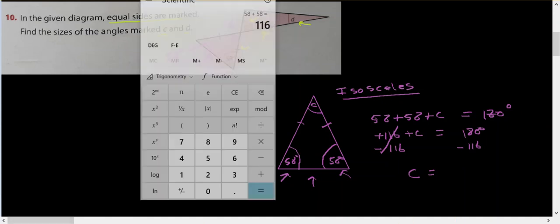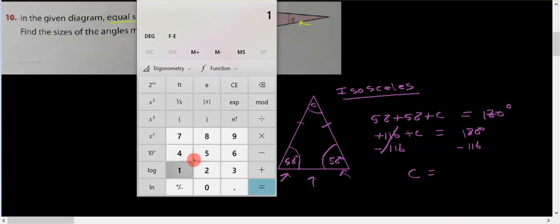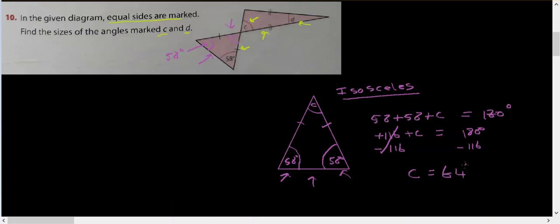So let's do that. 180 minus 116 is equal to 64. So C is 64 degrees. What we found out is that this angle here is 64, so therefore the angle C has to be 64 as well. Now what we need to do is figure out what the angle D is.